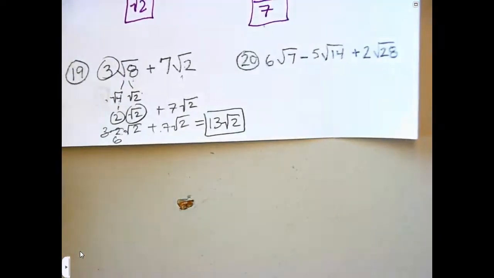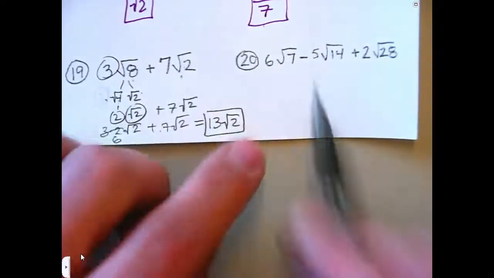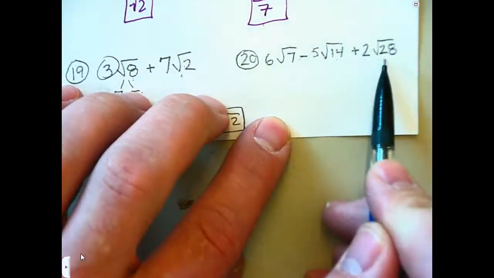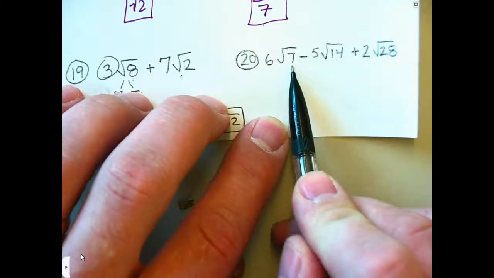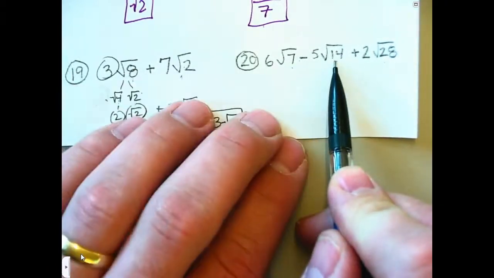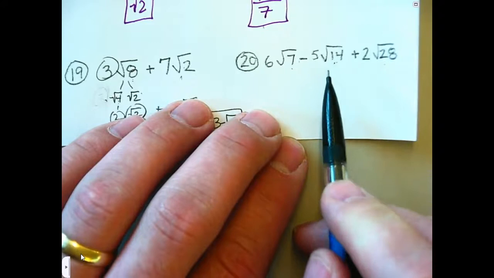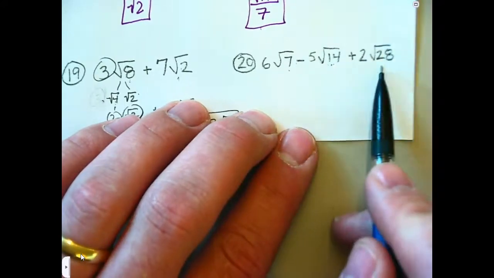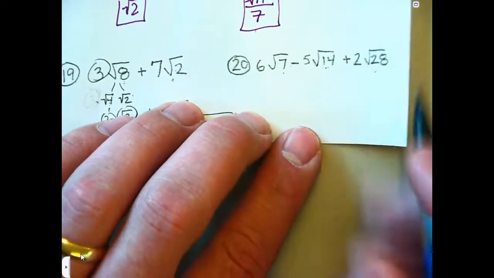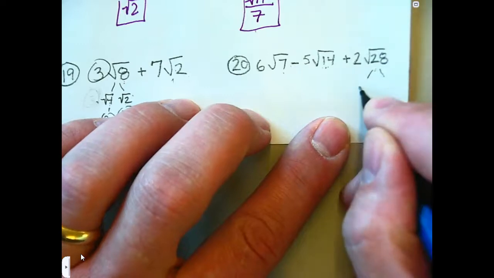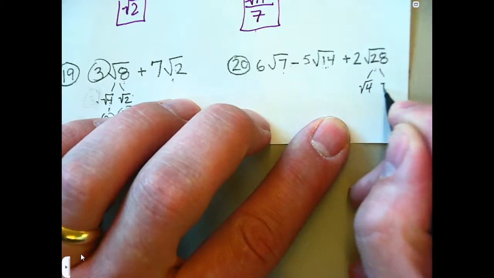Okay, give number 20 a go. I'll be walking around if you need help. Okay, we don't have like roots. Can we break down 7? Can we break down 14? No. Any perfects that go into it? No. Any perfects that go into 28? Yeah. So this becomes root 4 root 7.